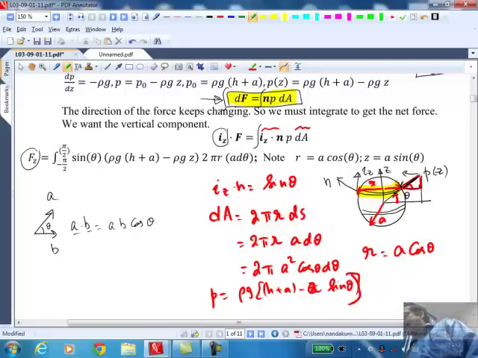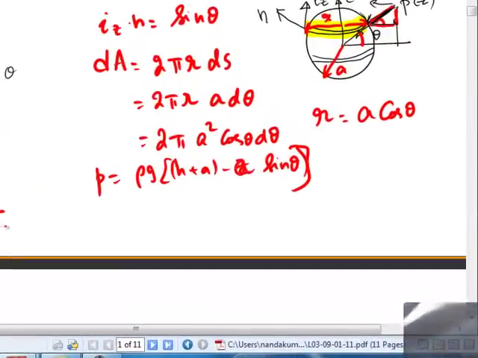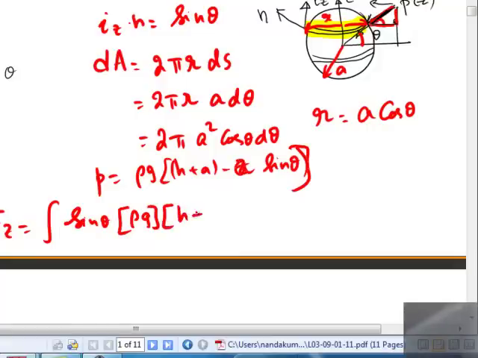So the last step that you need to do is plug all these in. F of z is going to be equal to the integral of sine theta times rho g times h plus a minus a sine theta, multiplied by 2 pi a square cos theta d theta.